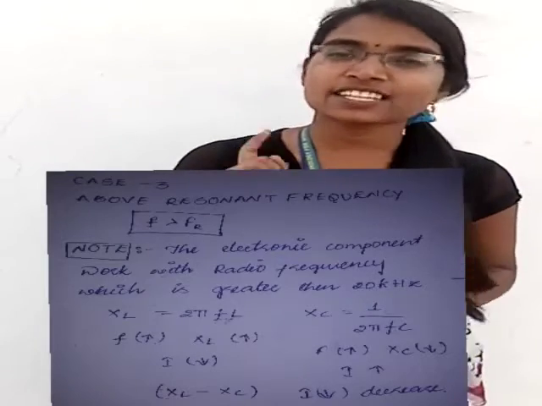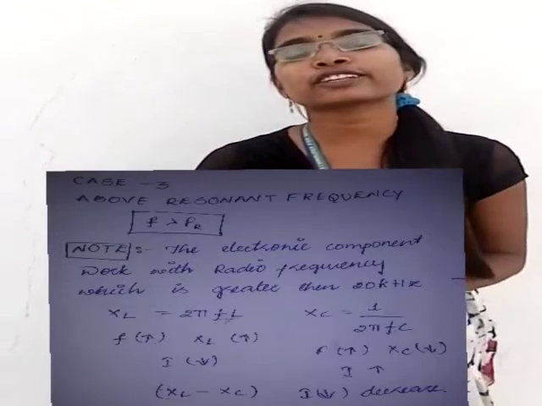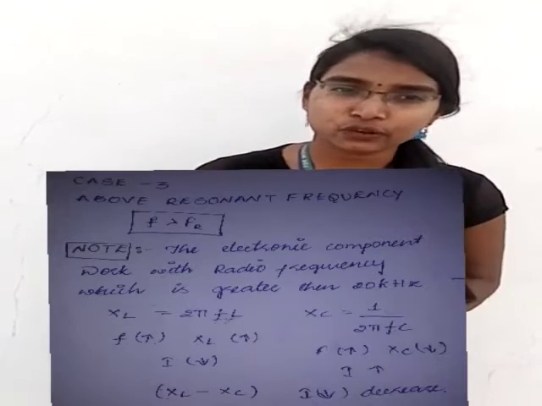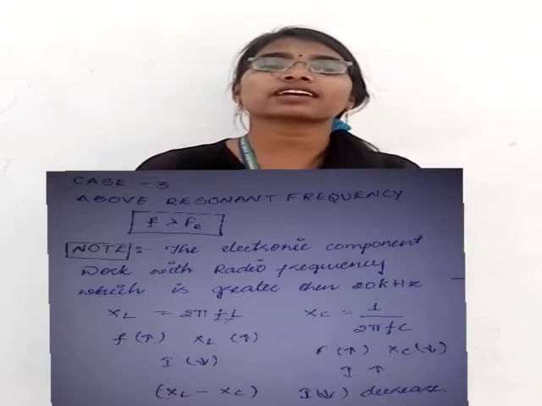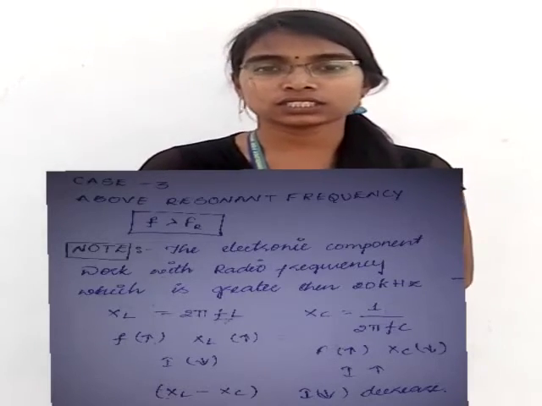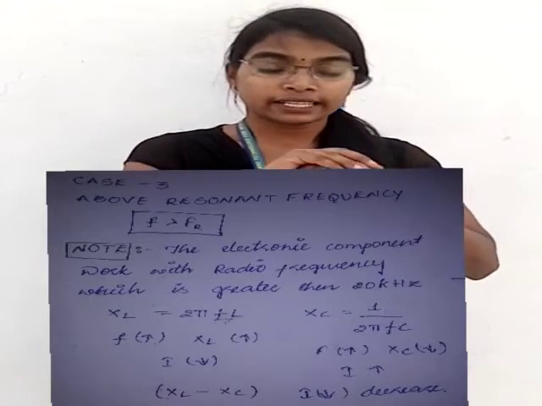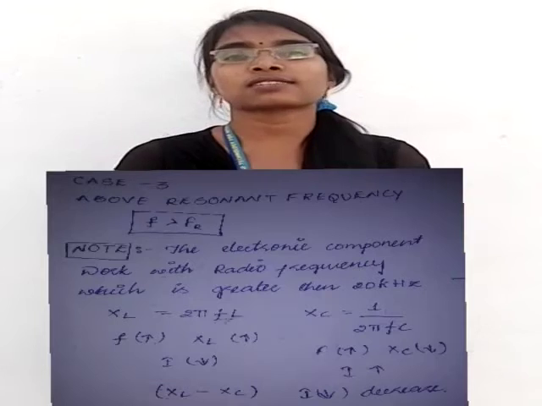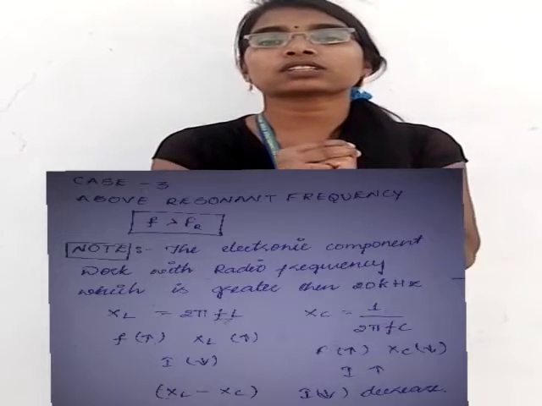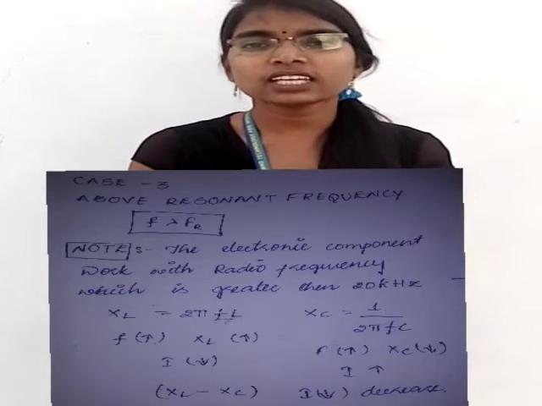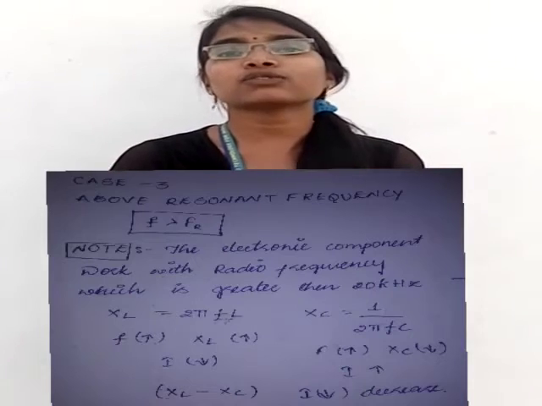Now you can see case number 3 on the screen, above the resonance frequency. At high frequency, the electronic components work with radio frequency, which is greater than 20 kilohertz. Here you can observe that above this frequency the circuit is inductive in nature. The total circuit works as an inductor. Here the current lags the voltage by an angle. Now we enter our project, resonance and transformer application detecting the saturated state of COVID-19.